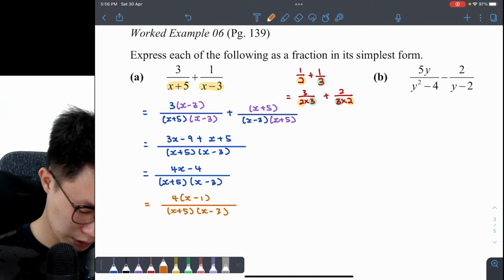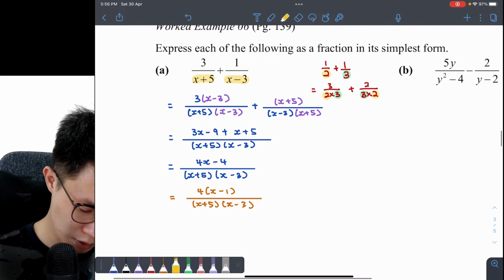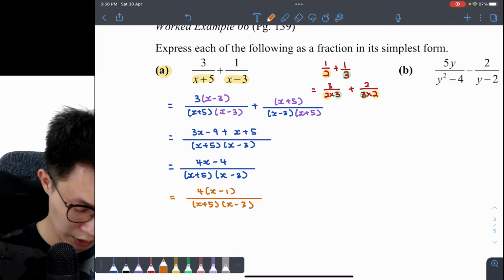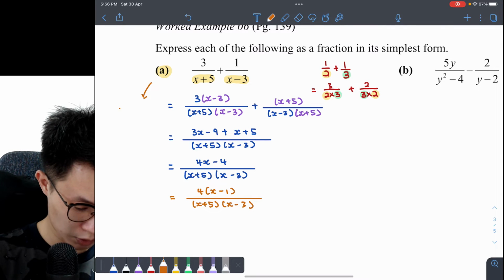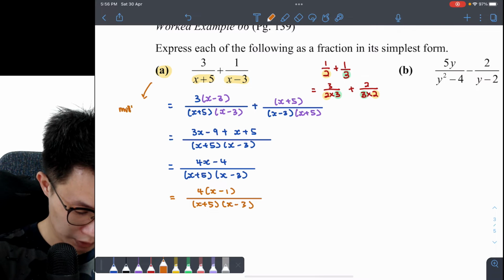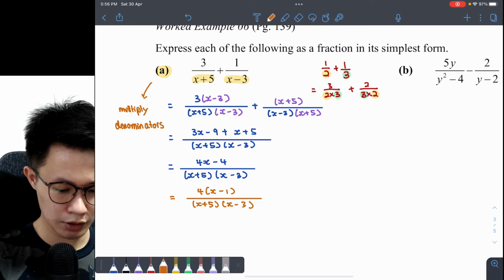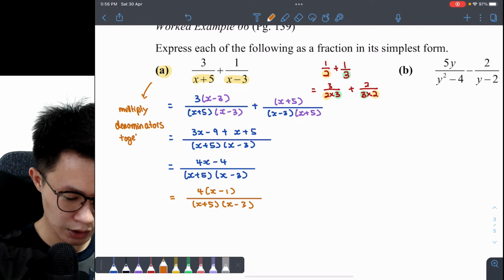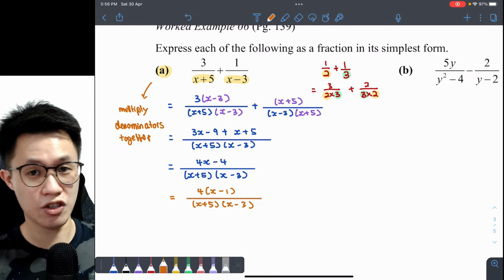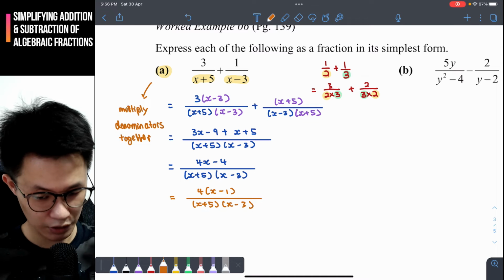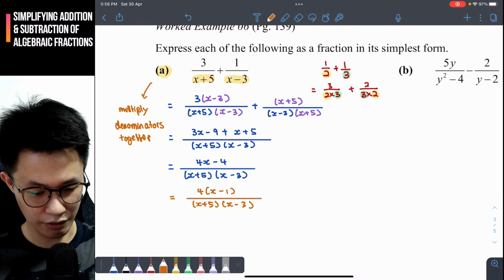So in part A, what we're actually looking for when you address such questions is, number one, you want to multiply the denominators together to ensure that your denominators are the same. Alright, so that is the first part.